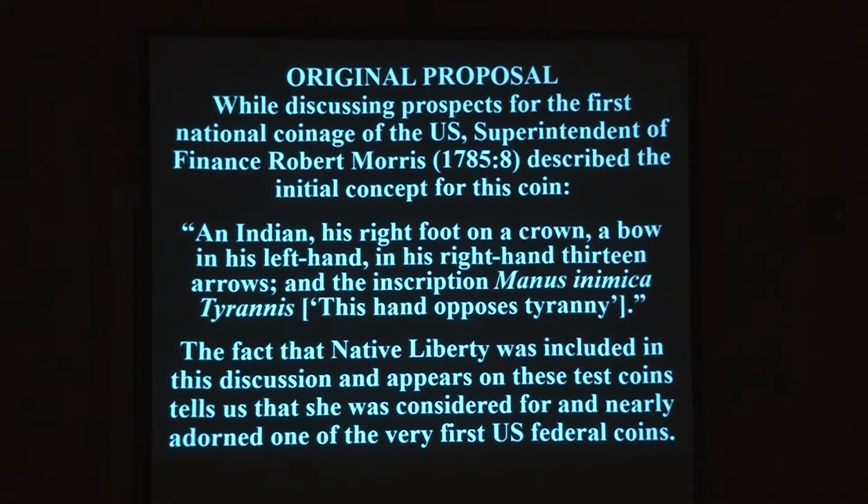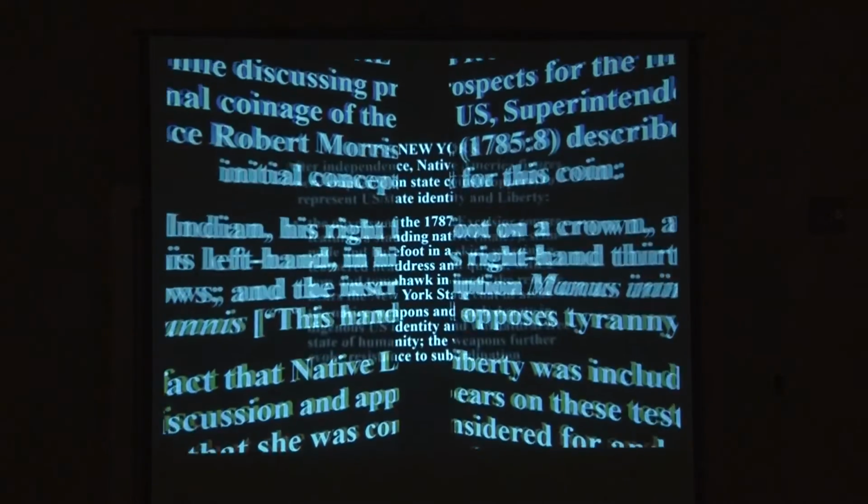And the inscription, Manus inimica tyrannis. In other words, not America, foe of tyranny. This hand opposes tyranny was the original version of it. The fact that native liberty was included in this discussion and appears on these test coins tells us that she was considered for and nearly adorned one of the very first US federal coins. That's a hell of a statement about the importance of this imagery. It may be forgotten today, but it was not forgotten in 1785. It almost ended up on our first national coins.